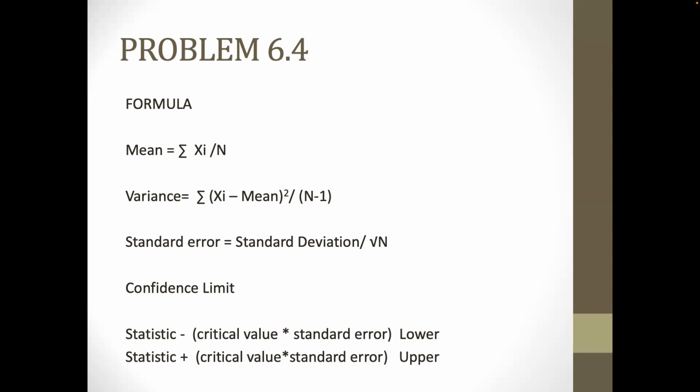So all of this was in chapter 4. You're going to compute the variance by taking the difference between the mean and each individual score, squaring that, adding them all up, and dividing by n minus 1. The standard error is the standard deviation divided by the square root of n. And just to remind you, the standard deviation is the square root of the variance.